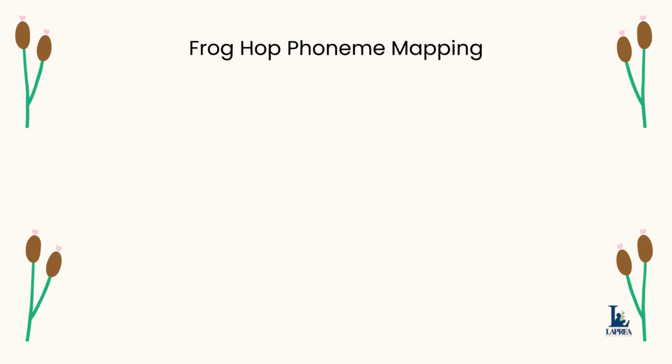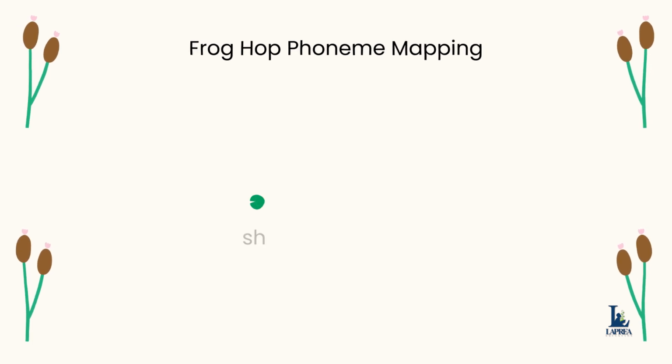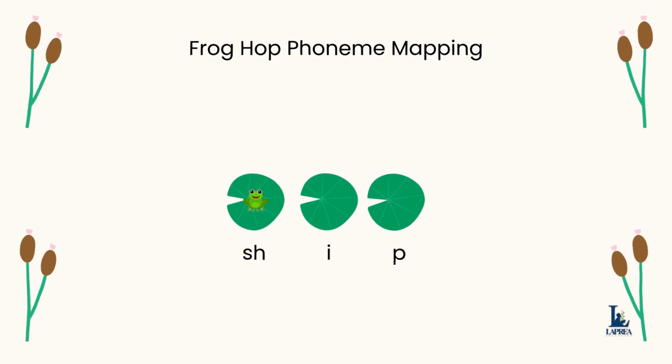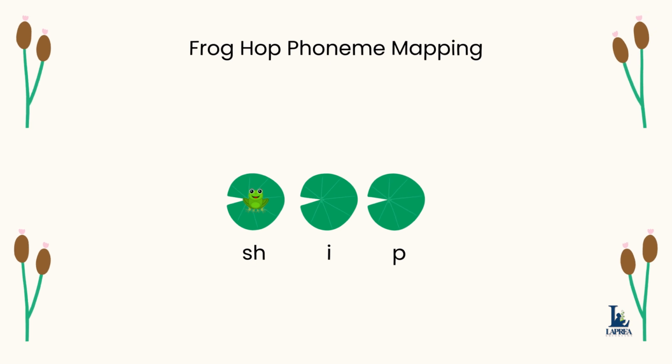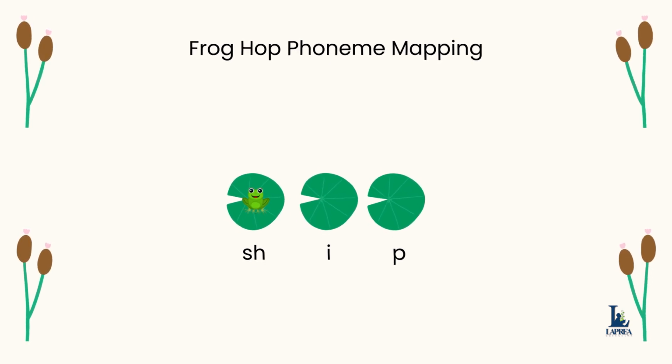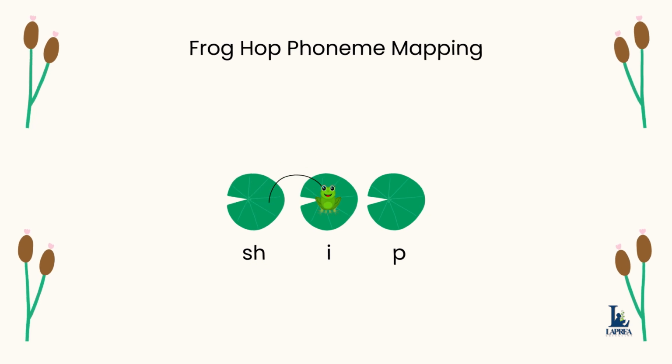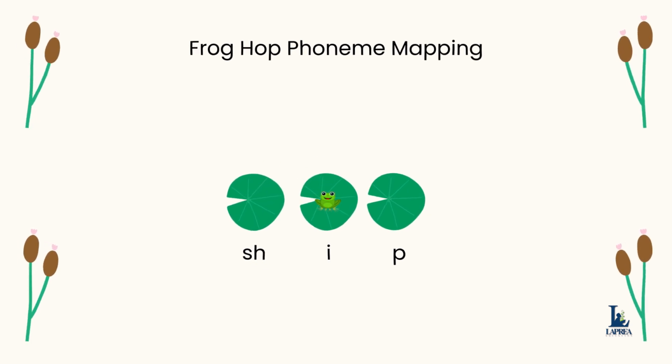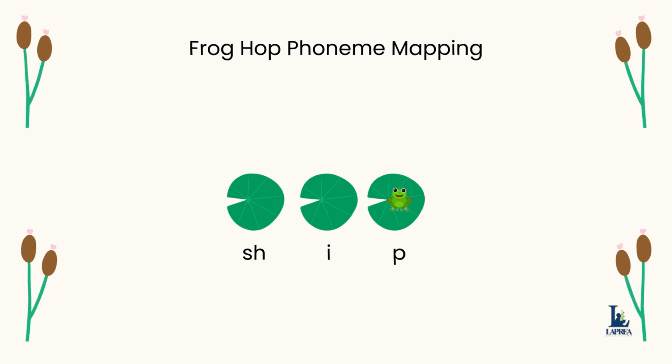The first activity you can do is called frog hop phoneme mapping. And the theme is frogs hopping across lily pads or sound boxes. So the materials you'll need are printed or cut out lily pad mats, toy frogs, or counters. The students will hop the frog for each sound, and then they can use magnet or tile letters to build the graphemes, and then they can write the word underneath.